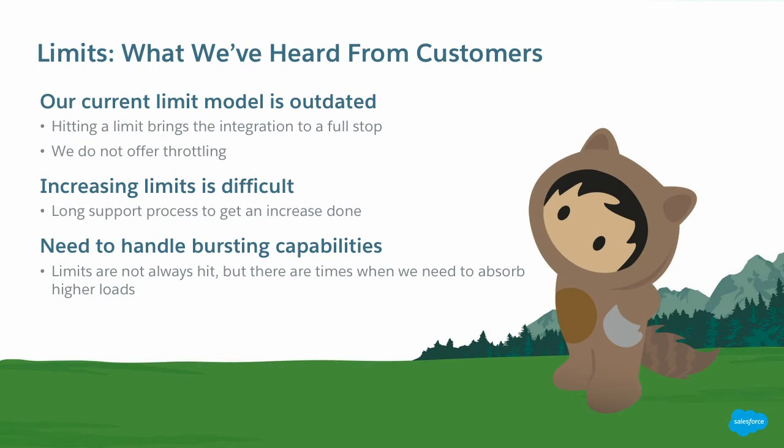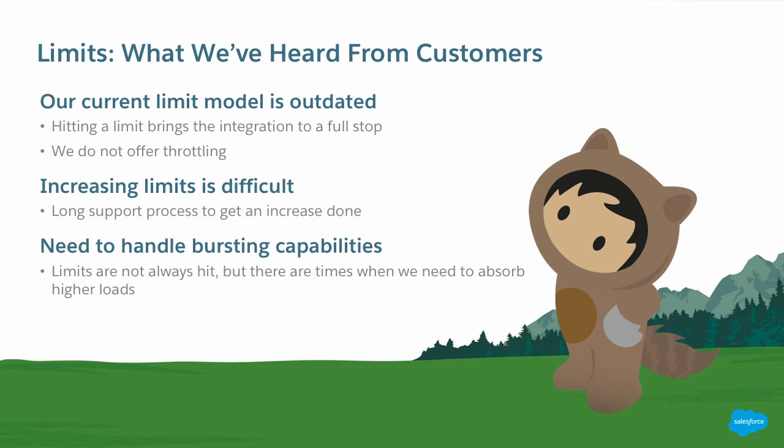Now, what we have heard from you is that our model is outdated. One of the biggest issues that occurs for you as a customer is that when you actually hit those limits, there is a hard stop. We're not offering throttling. We're not dialing back the rate at which you can access the resource. It's just like, okay, you've hit your limit. Sorry, come back tomorrow. That's not something that you as a customer want. And it really has a massive impact on your business processes.